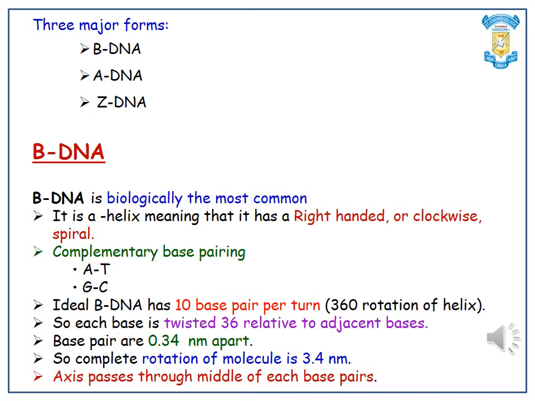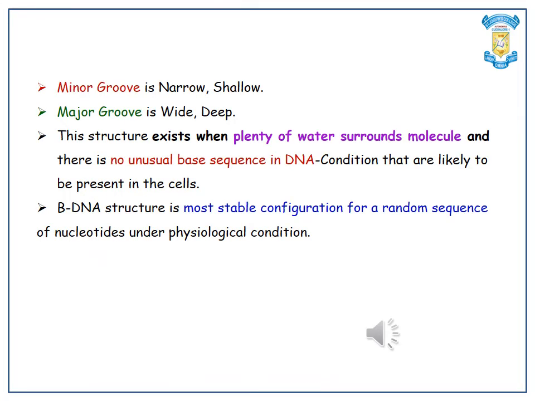This ideal B-DNA has 10 base pairs per turn. So, each base is twisted 36 degrees relative to adjacent bases. The base pairs are 0.34 nanometer apart. So, a complete rotation of the molecule is 3.4 nanometers. The axis passes through the middle of each base pair. The minor groove is narrow and shallow. The major groove is wide and deep.